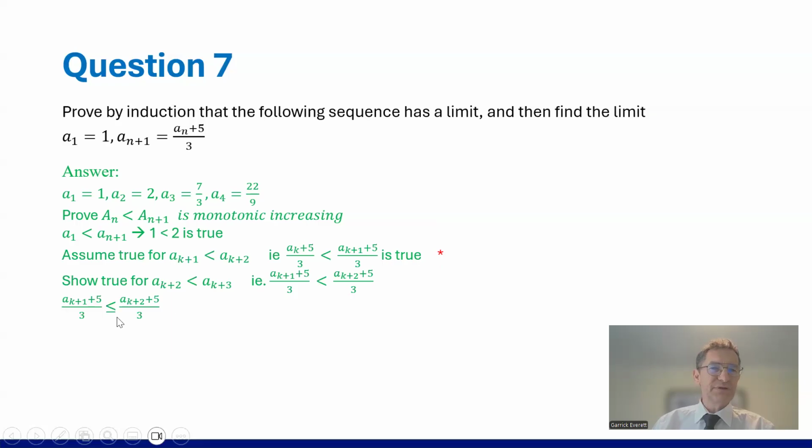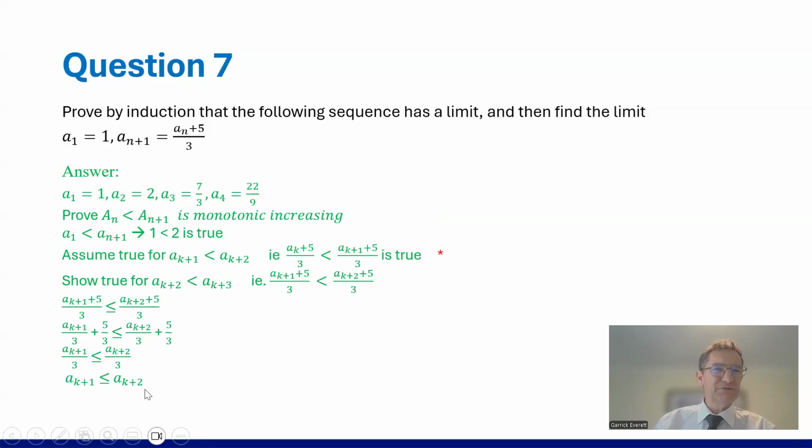So let's do that. Now we're going to write it out. I've actually written less than or equal to there, but I don't need to, because it's got to be increasing. So here we're just going to cut out things. We've got plus 5, so let's expand that to plus 5 on 3, plus 5 on 3, and then we're going to cancel these out because they're common. So they're gone. Now you've got divide by 3, divide by 3. Well, you can cancel that out as well. So now you're going to have AK plus 1 is less than AK plus 2.